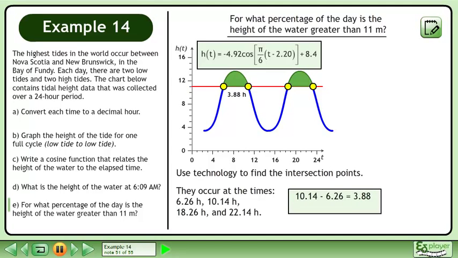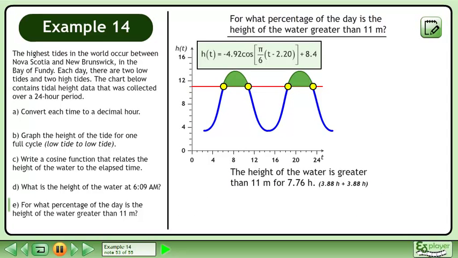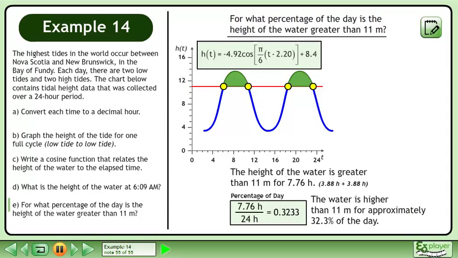Subtract the first two times to get 3.88 hours. Subtract the next two times to get 3.88 hours as well. The height of the water is greater than 11 meters for 7.76 hours. This can be found by adding the two times, 3.88 hours and 3.88 hours. Divide 7.76 hours by 24 hours to get 0.3233. The water is higher than 11 meters for approximately 32.3% of the day.